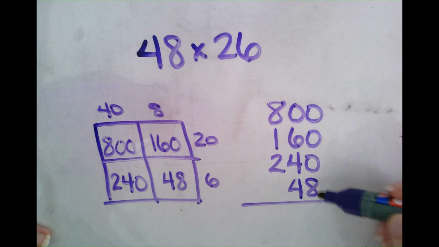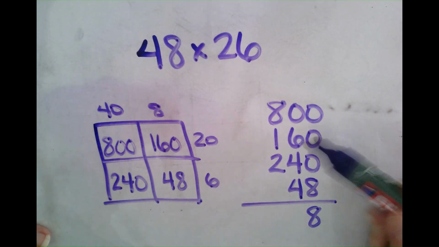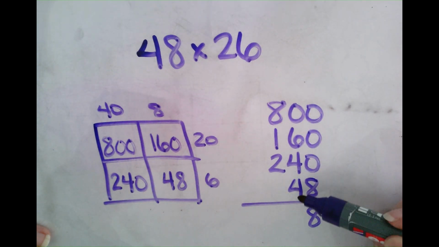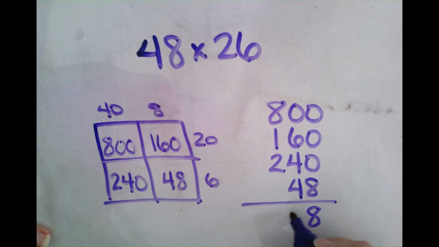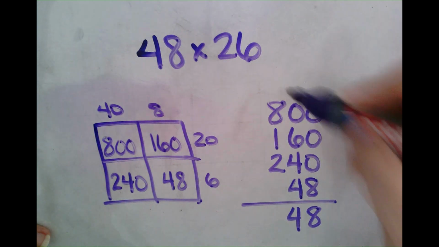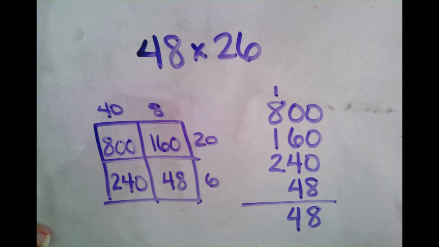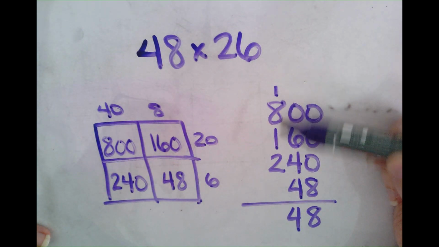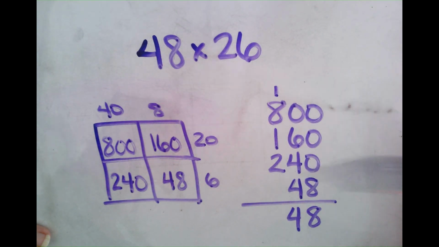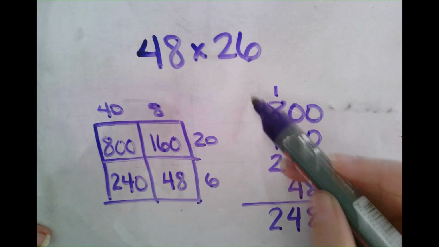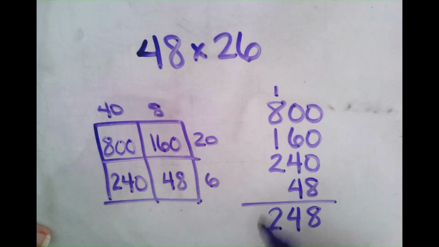So I have a lot of zeros and then an 8, that's easy. 6 plus 4 makes 10, another 4 is 14. I put the ones at the bottom and then I regroup a 10 into the next column. 8 plus 1 is 9, plus 1 more is 10, plus 2 is 12. I can put my ones here. There's no additional column where I need to put the extra 10, so I can just put that in my answer. So my answer is 1,248.